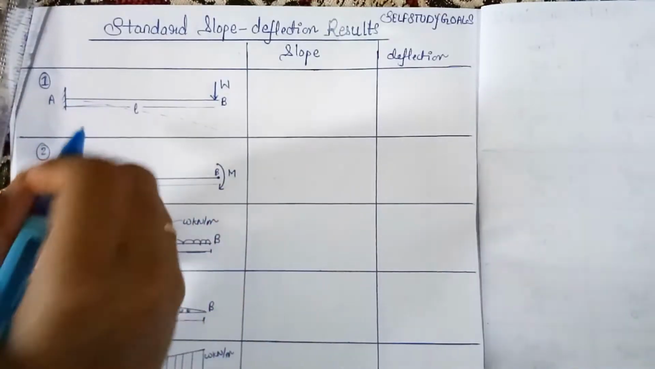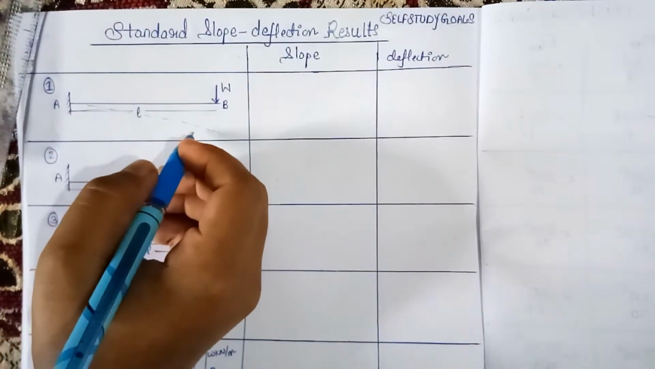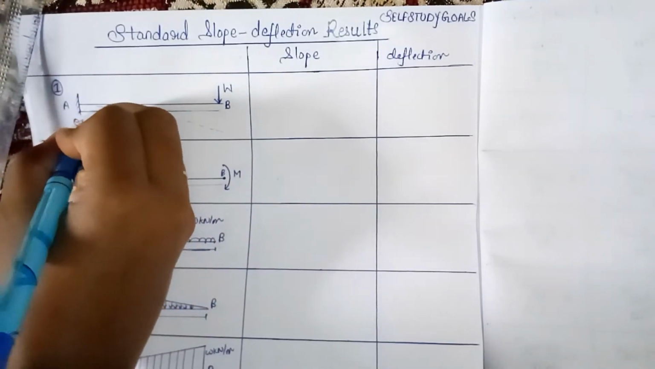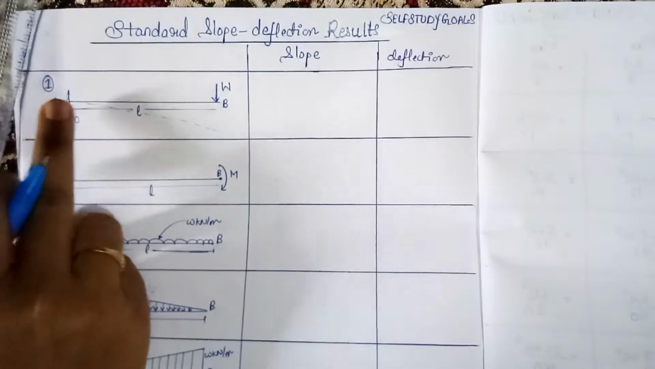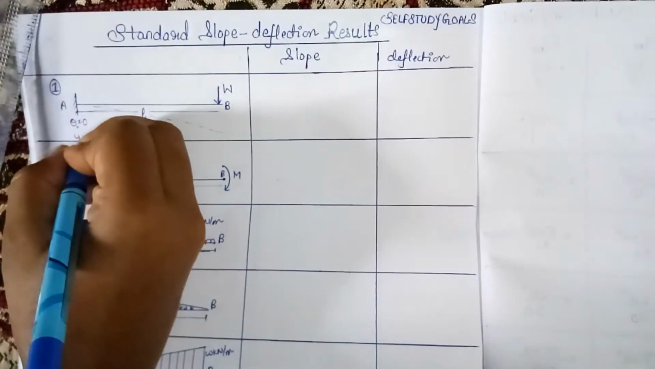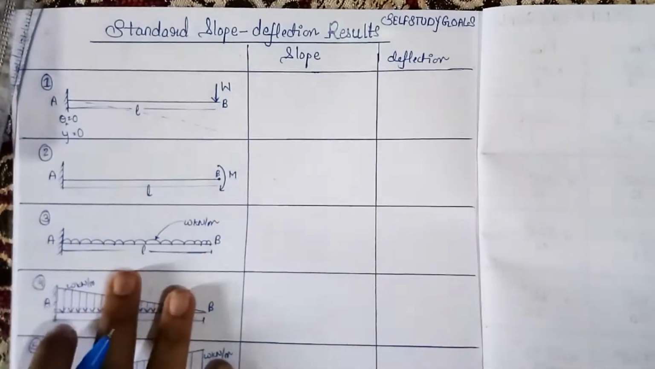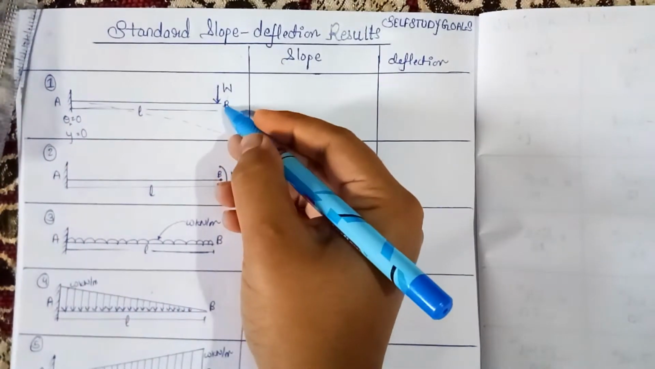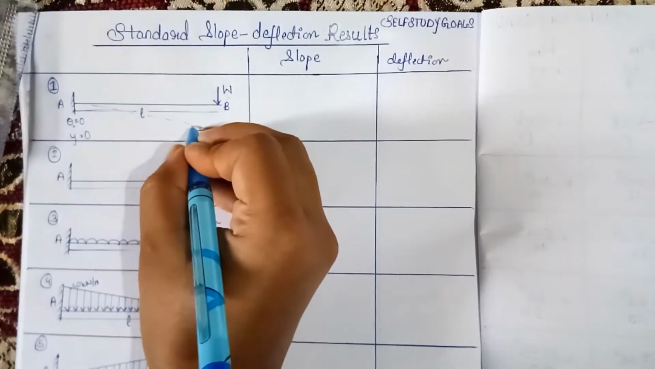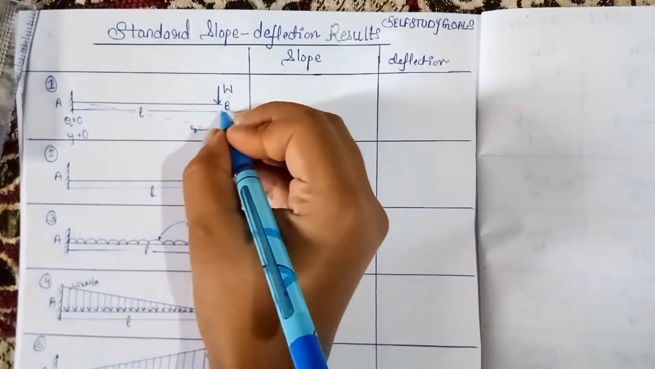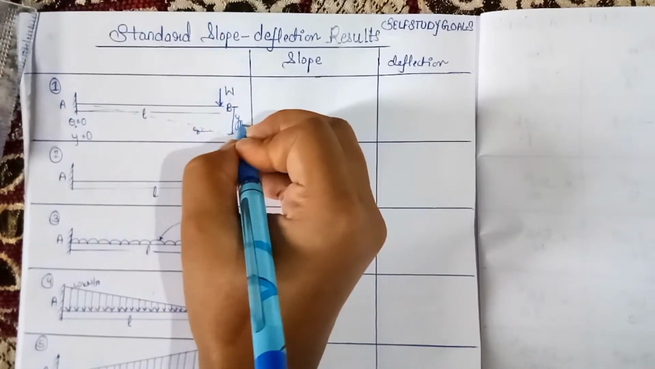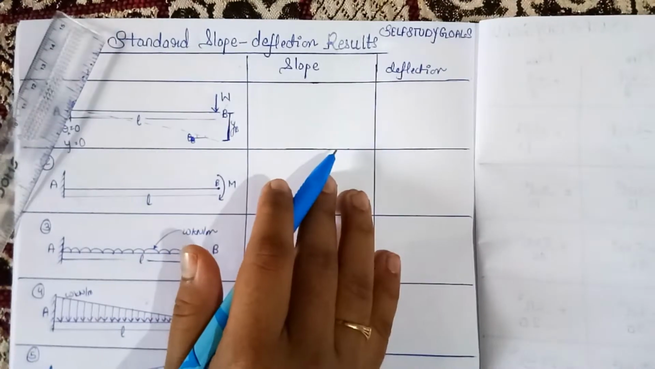Okay, so the beam will deflect in this manner. You can see that at the fixed end the slope is 0, meaning theta at A will be equal to 0, and at the fixed end the deflection, meaning y, is also 0. But at this joint B it is free, so the slope theta B will be there, and the deflection will also be there, that is y B, or you can represent it as delta B.